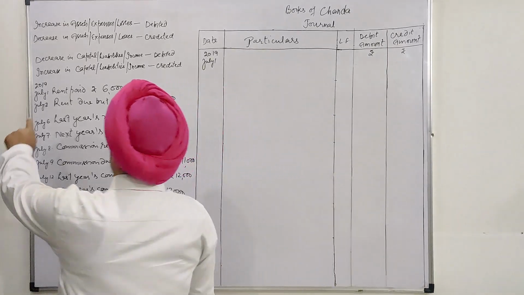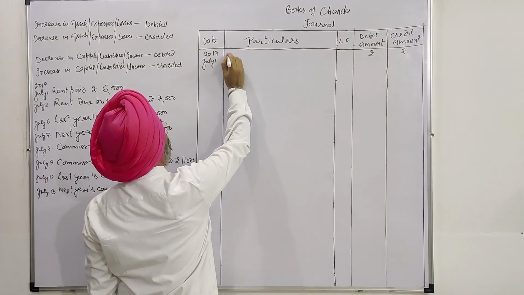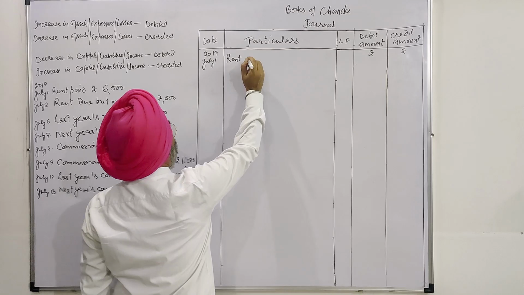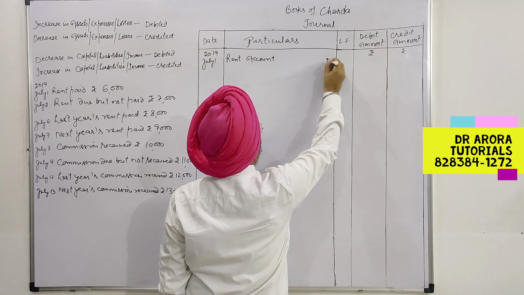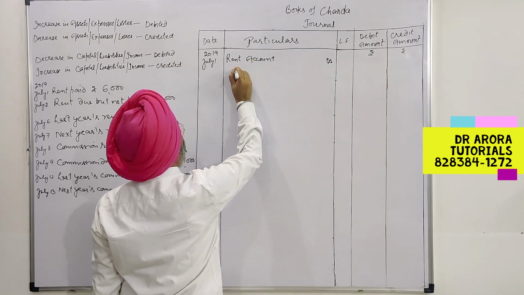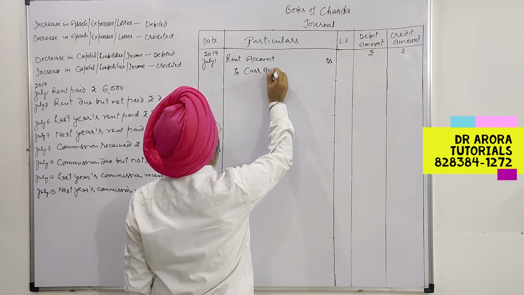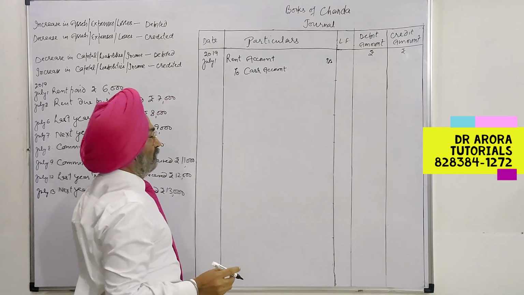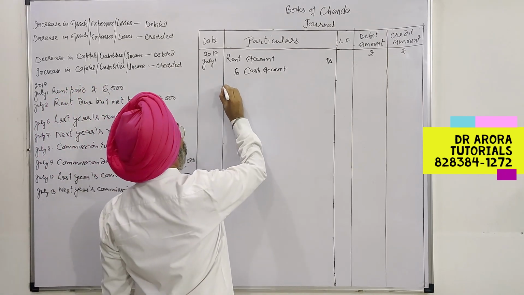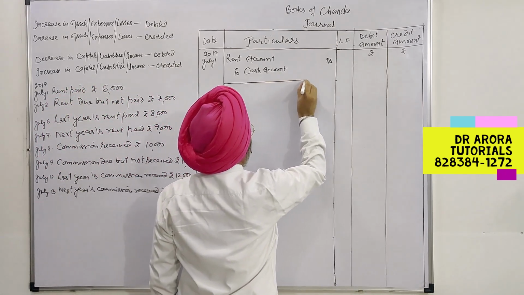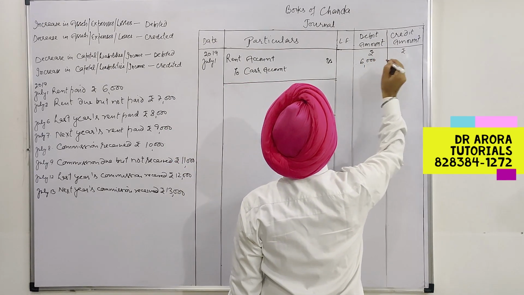And first transaction is rent paid, rupees 6,000. So this is the increase in expense and debit all expenses or losses. And if we apply the traditional rule, credit what goes out. And if we apply the modern rule, decrease in asset to be credited. So cash is decreasing, hence entry will be with 6,000.